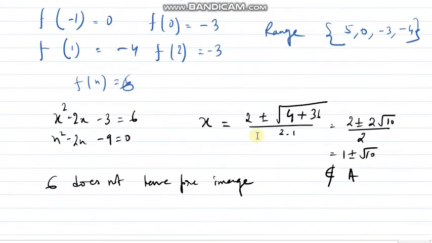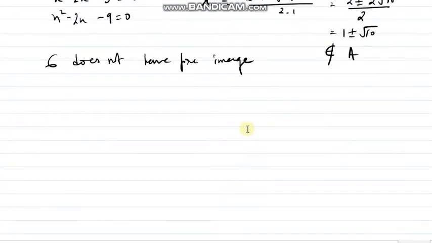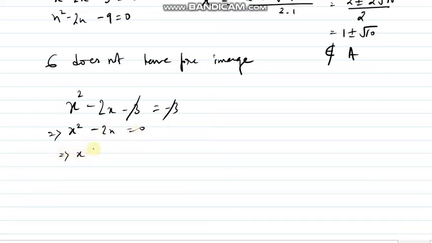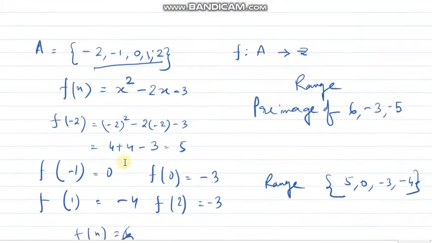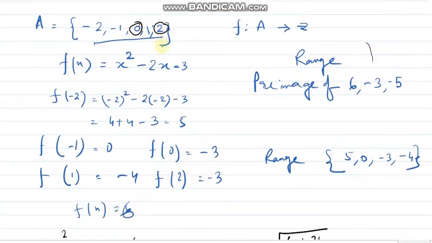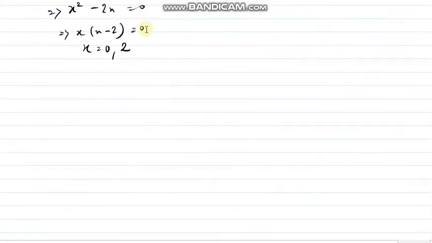Next, I had asked for -3. So x² - 2x - 3 = -3. Hence the -3 cancels out, and x² - 2x = 0. Taking x common, I can write the solution as x = 0 and 2. Now check whether 0 and 2 both belong to this set: yes, 0 and 2 are in set A. So we can say 0 and 2 are both pre-images of -3.